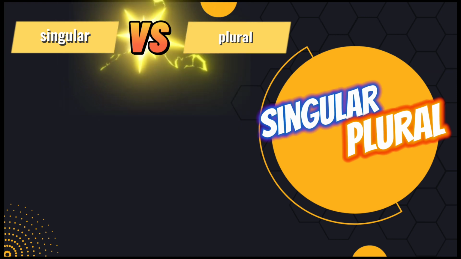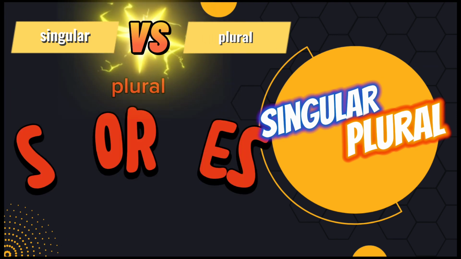Let's move on to the next part. Now we have some more nouns. These nouns are a little bit different. When they're singular, it's the same. You put a or an in front. But when you want to make them plural, you have to add es. How do we know if we should put s or es to make the noun plural?